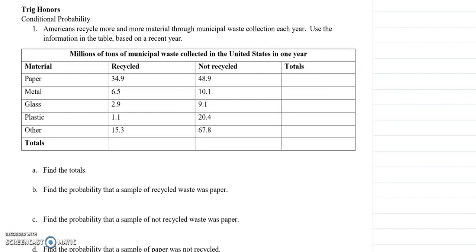Americans recycle more and more material through municipal waste collection each year. Use the information in the table based on a recent year. So this whole section is largely about tables, and the totals column and the totals row are going to be an important piece of information for you to add up. Sometimes they're going to have the column or row already there for you, and other times they won't, but it's going to be your first step when you're making these problems.